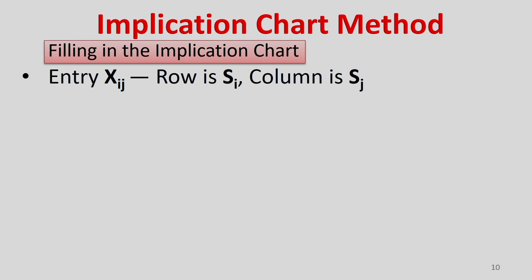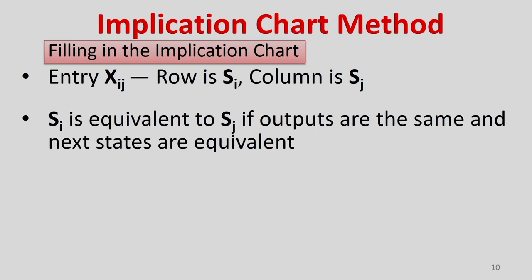which corresponds to row S I and column S j. S I is equivalent to S j if output are same and the next state are equivalent. So, whatever our definitions, if S I S j are equivalent, that means for every sequence the next state and output will match. So, then you can say they are equivalent.